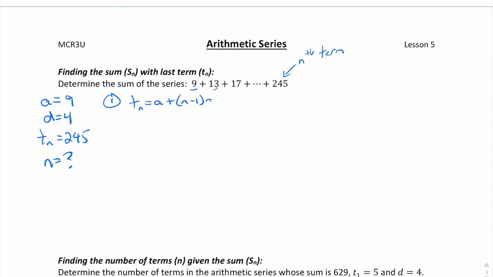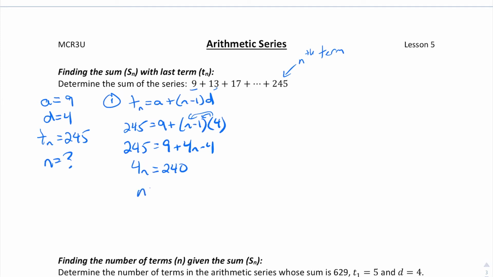To start this question, we have to go back to our sequences formula and figure out the number of terms. Again, our sequence formula looks like this, and we sub everything in and solve for n. Remember, distribute this in. So we've got 245 equals 9 plus 4n minus 4.